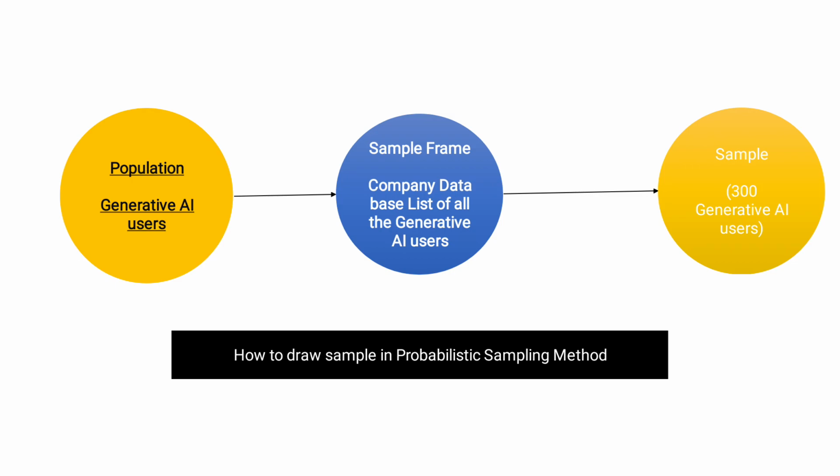You can get that list, and from that list, the sample frame, let's say you draw a sample of 300 generative AI users, having calculated the sample size. Then you can apply your research methods, collect data from the AI users, and draw the findings. You can generalize these findings from the sample to your population. In this way you can draw a sample if you are doing the probabilistic sampling method.